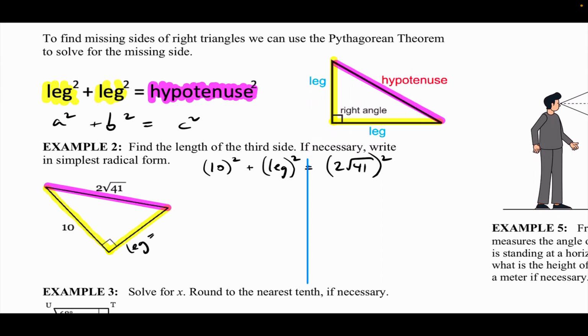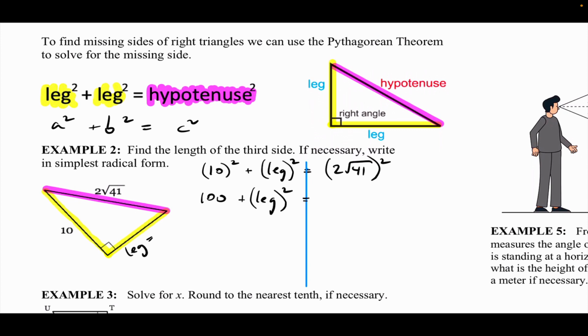First thing, square it. 10 squared is 100. I don't know what a leg squared is, so I'm going to write leg squared again. This guy. Well, there's no plus in the middle, so I don't have to do a box, multiplication box. So how do I multiply this? This is how you multiply it. It's 2 times the square root of 41. So you're going to go 2 squared times the square root of 41 squared.